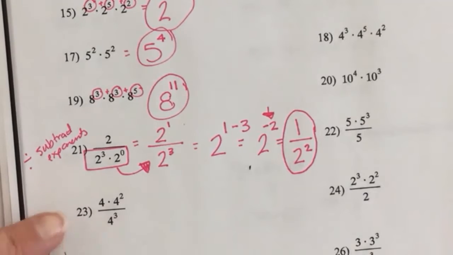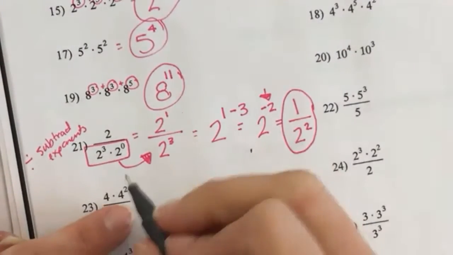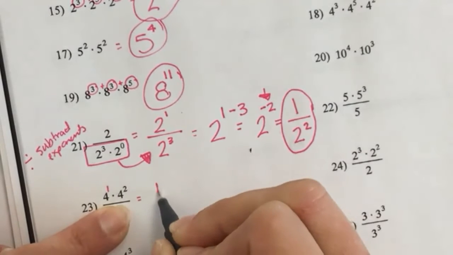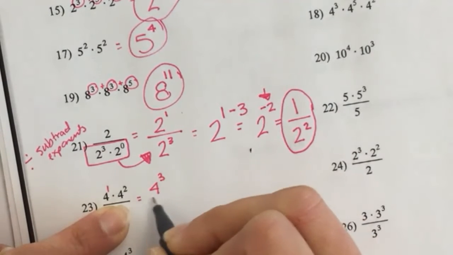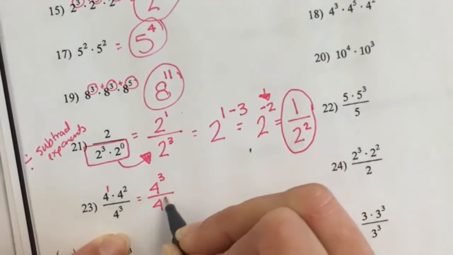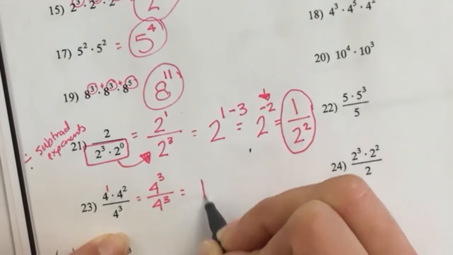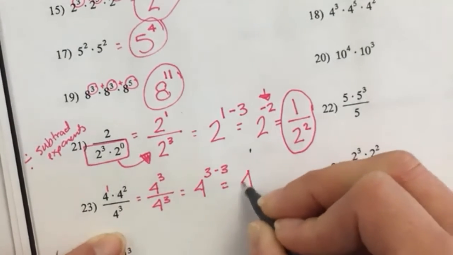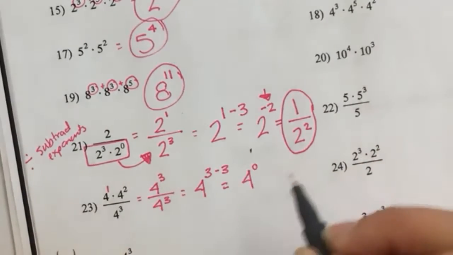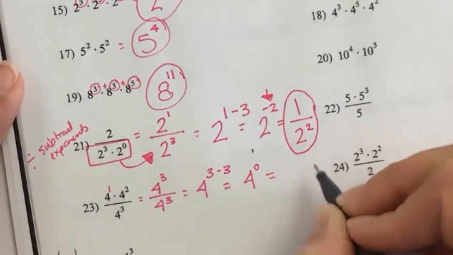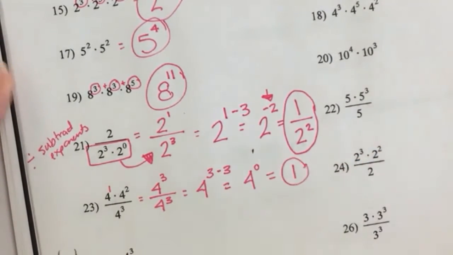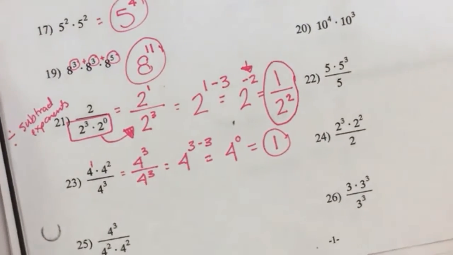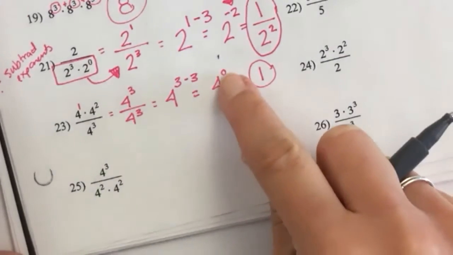Okay, so on number 23, this is 4 to the first and 4 to the second. So on the top, I technically have 4 to the third, and then on the bottom, I have 4 to the third. What is 3 minus 3? 0. Yes, so 4 to the 0 is not 0, anything to the 0 is 1. So just be careful, that one's a little bit tricky. If it's a 0, it's always going to be 1. Anything to the 0 is 1.